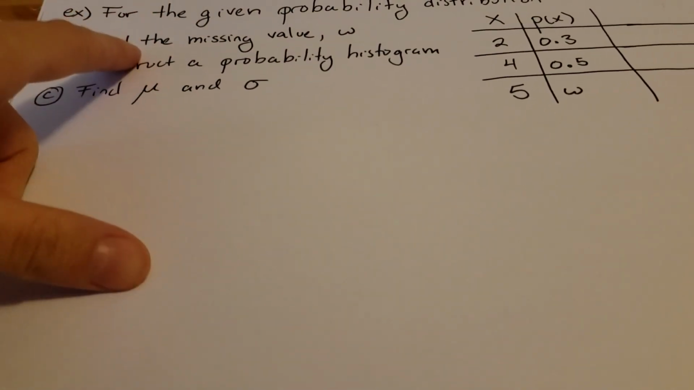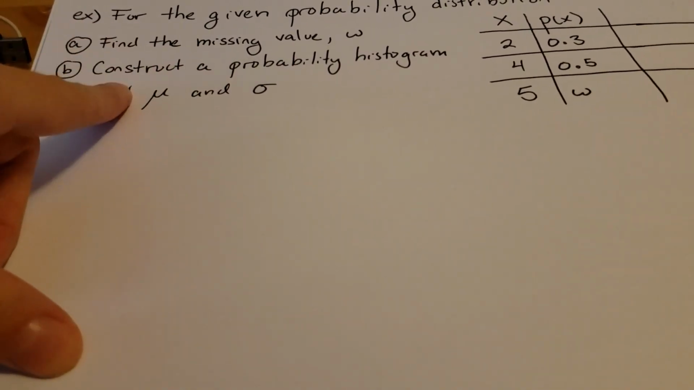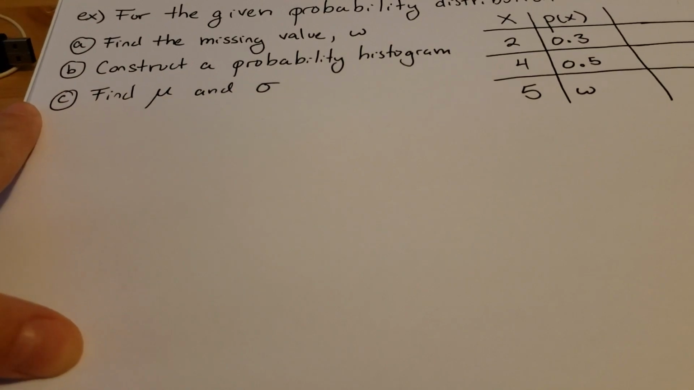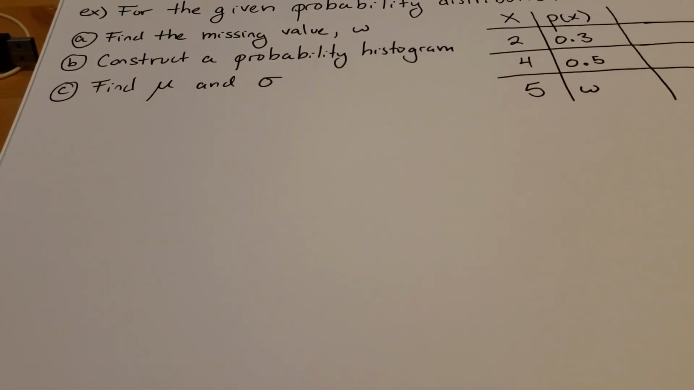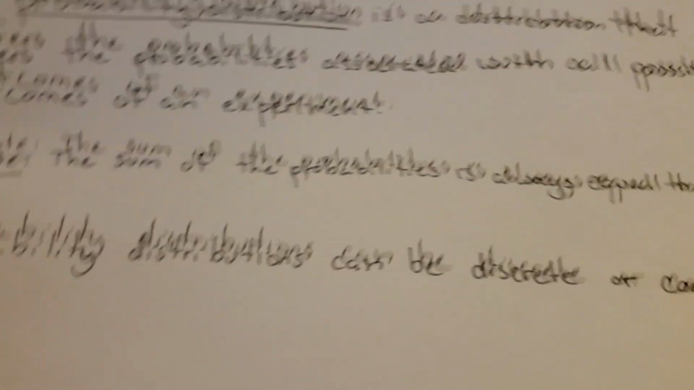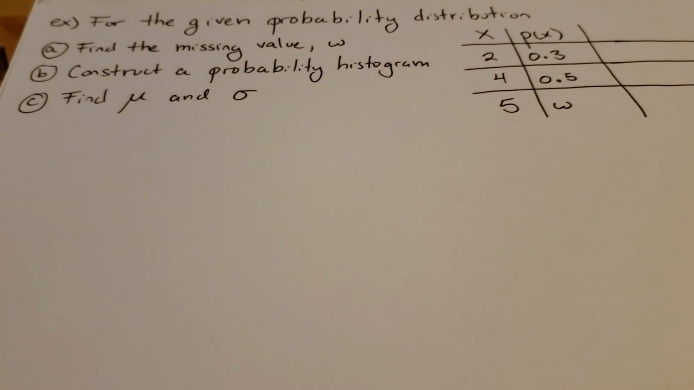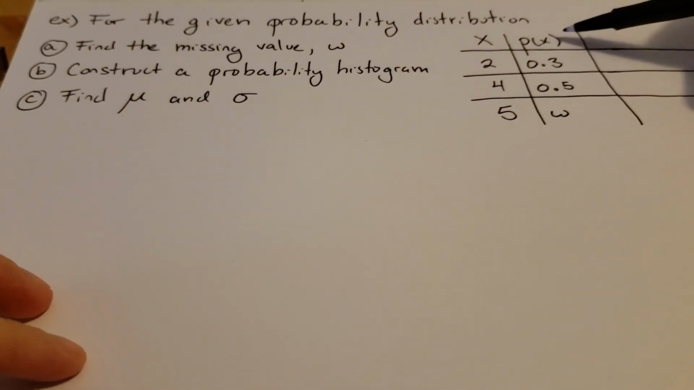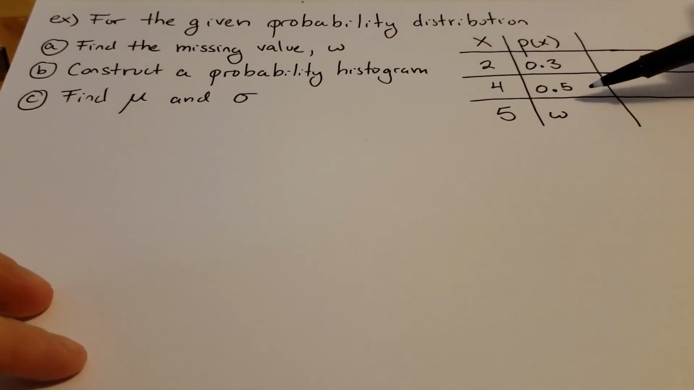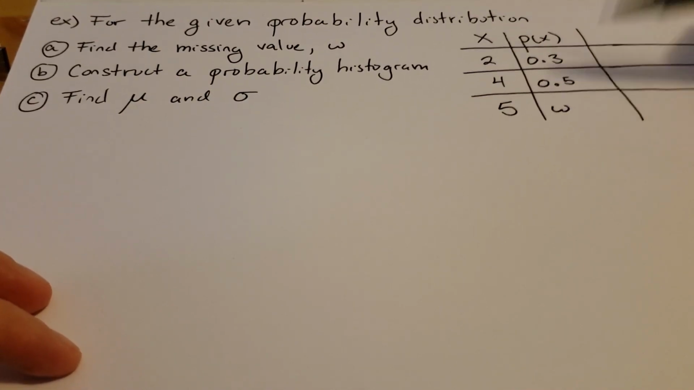First, they're asking us to do something different here, which is to find the missing p of x value. Then they're asking us to construct a probability histogram, and then they're asking us to find the mean and standard deviation. In order to do part A, we have to make use of this fact: the sum of the probabilities in any probability distribution is always equal to 1. So all of these p of x values should add up to 1. We're going to use that fact and some algebra in order to figure out what our missing value should be.